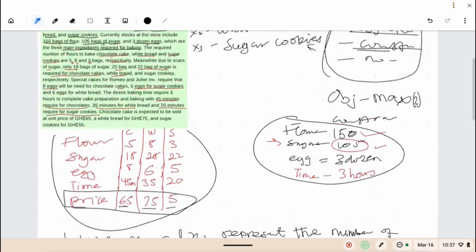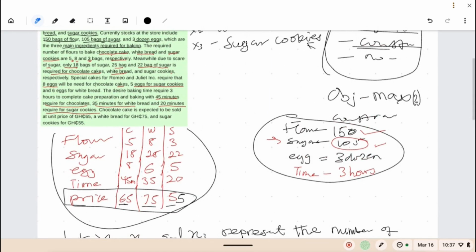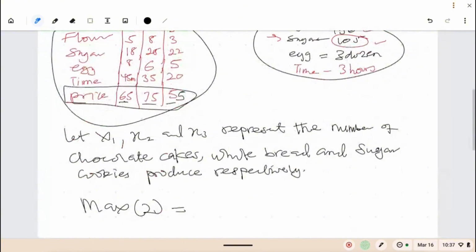55 and 55. Yeah. So what they are saying is that when you sell each product, when you sell chocolate, you get 65 cedis. When you sell white bread, you get 75. When you sell sugar cookies, you get 55. So for you to maximize your profit, how do we get profit?